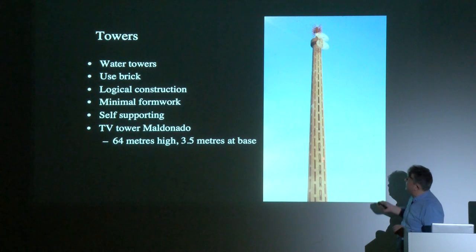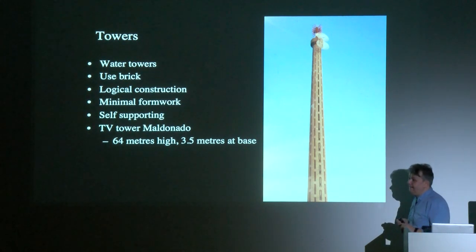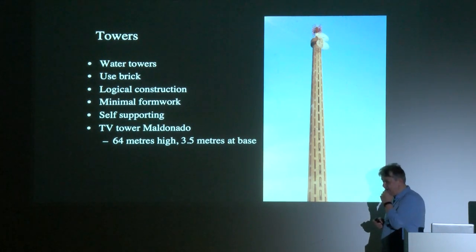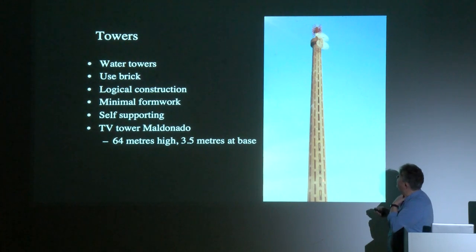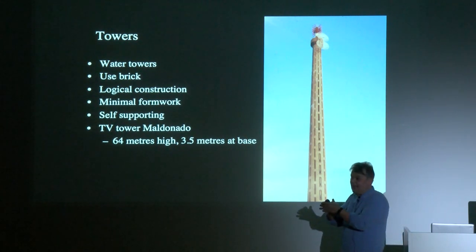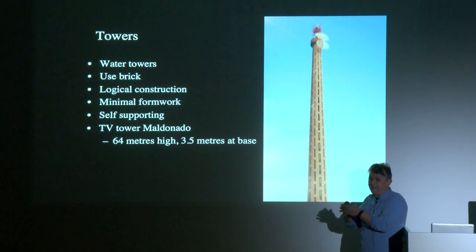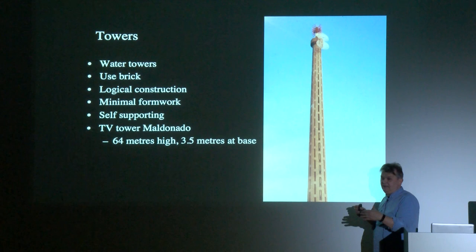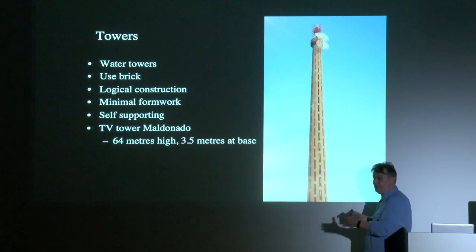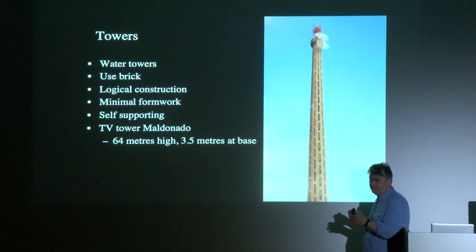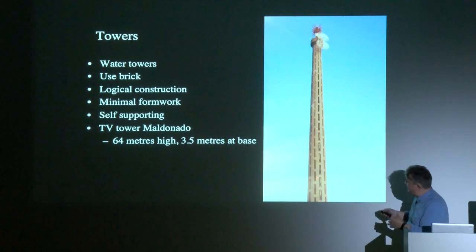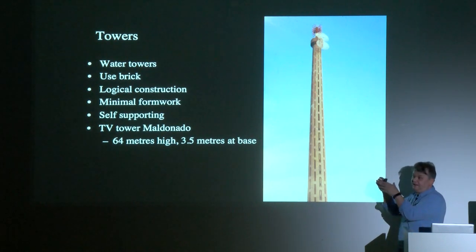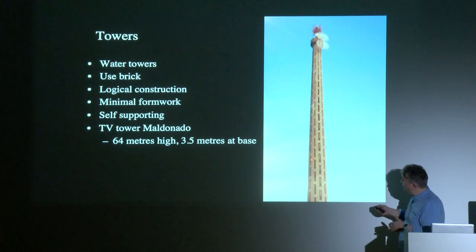He also built a number of towers. This is a TV mast, or communications mast, in a place called Maldonado, which is along the coast further north from Montevideo. And again, this tower, which is a tapered conical tower, is built entirely of brick. And it's actually easier to build than concrete. It's 64 meters high, but at the base, it's only 3.5 meters in diameter. This incredibly slender tower in a coastal location. So quite high winds. And there's a series of tapered slots that are cut into the brick. And these get narrower and narrower as the tower tapers. So this piece of brick here is always the same thickness all the way up. The only thing that changes is the gap in between.